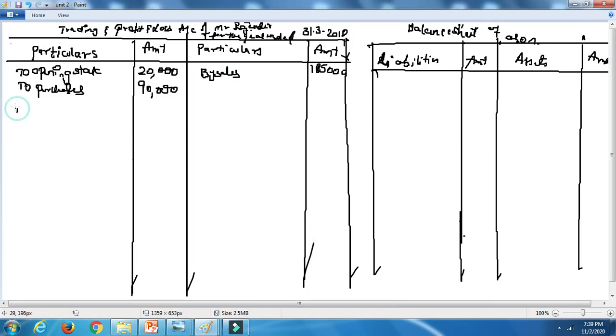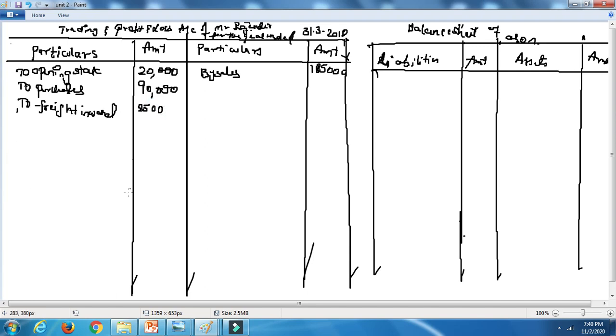To freight inward means it will come on the trading debit side, guys. Remember this. Outward means it will come on the P&L debit side.